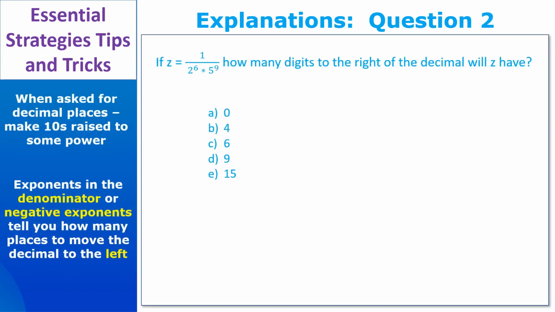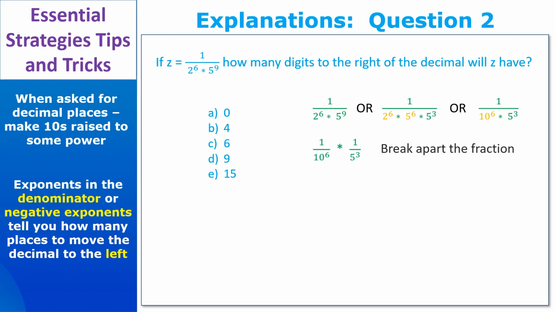Okay, this is a classic. Whenever you're asked how many decimal places there are, you want to think about combining exponents to make 10 raised to the something. Now in this case, we can break apart the denominator to get 2 to the 6th times 5 to the 6th times 5 to the 3rd, which means we can combine the 2 to the 6th and the 5 to the 6th to get 10 to the 6th, and we still have 5 to the 3rd left over.